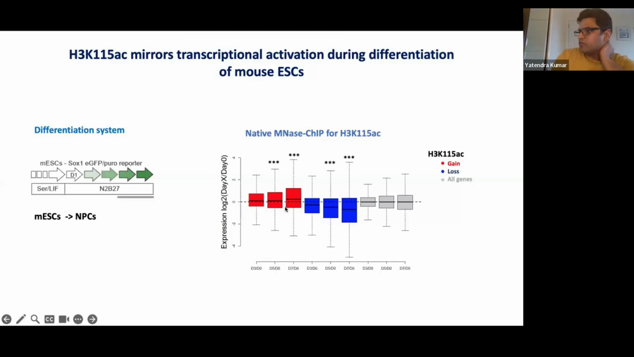So the K115 acetyl mark kind of mirrors the transcriptional dynamics during differentiation also. So it seems like a functional mark from this perspective.